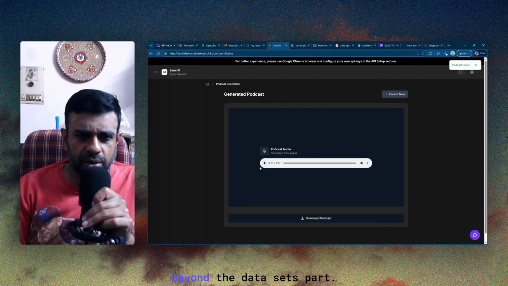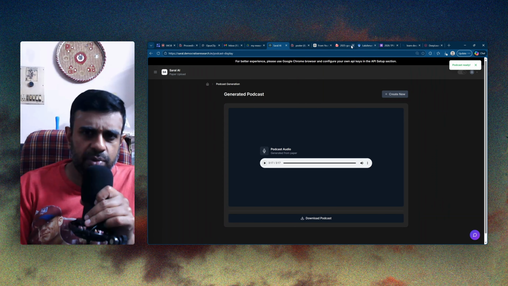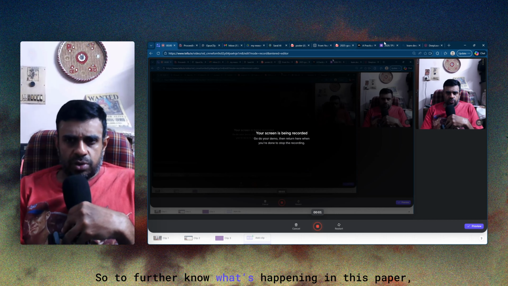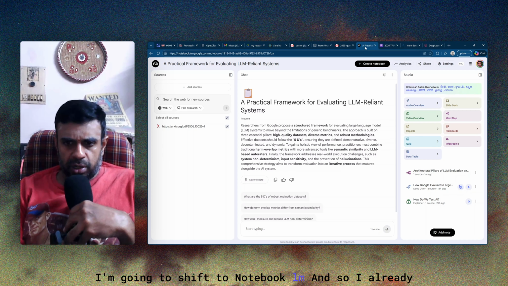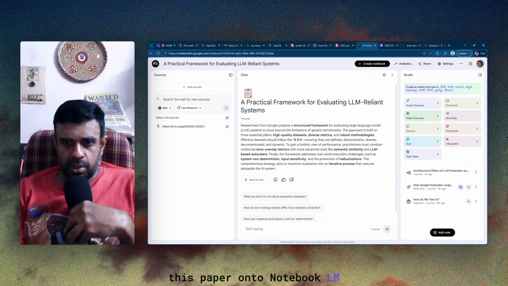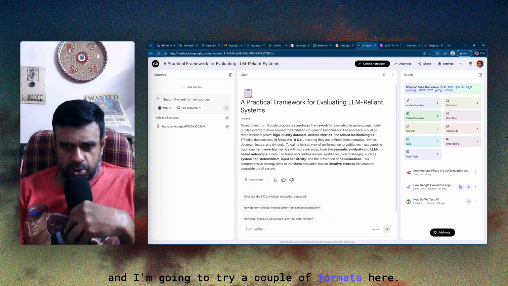It didn't go beyond the datasets part, but at least it's good to see that some portion of the paper was covered. So let's dive further and see what more is in this paper. To know more about what's happening in this paper, I'm going to shift to NotebookLM. I already uploaded this paper onto NotebookLM, and I'm going to try a couple of formats here.